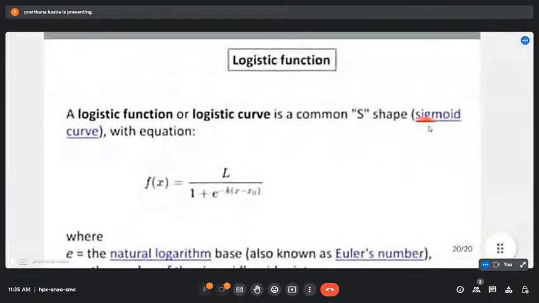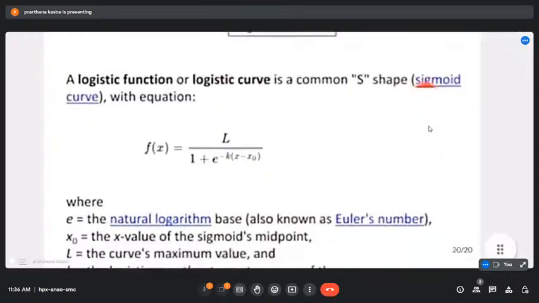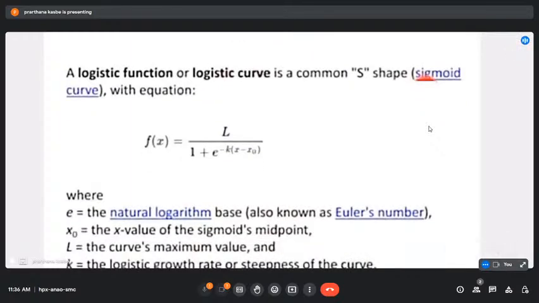Now the logistic function. A logistic function or the logistic curve is a common S-shaped curve that is called the sigmoid curve. What is the formula of that particular curve? The f of x is equal to L by 1 plus e to the power minus k in bracket x minus x0, sorry.